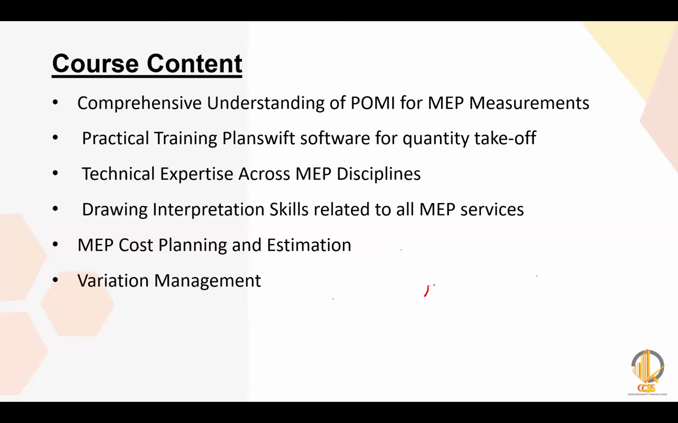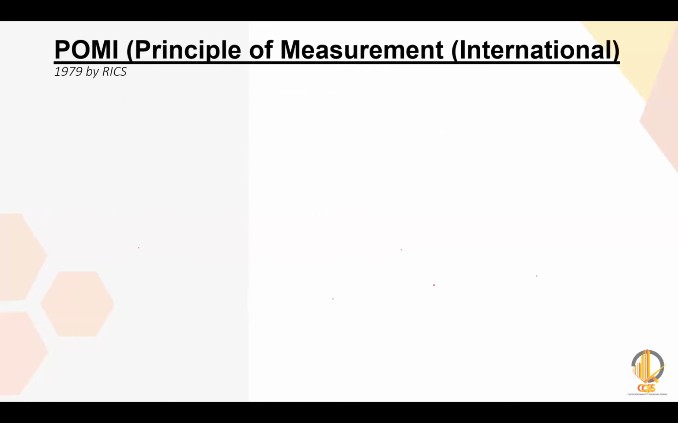Okay, right. So for me, it's the Principles of Measurement International, right? You know that. It is 1979 by RICS. It's a very old document, right? But it's still being used, still being practiced, especially in the Middle East region, especially for MEP systems related to building services. This is the most important document in the industry being used.